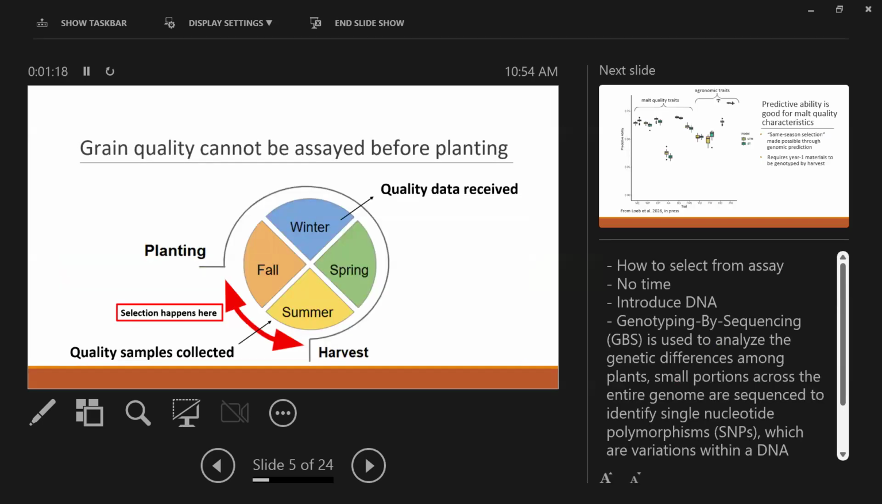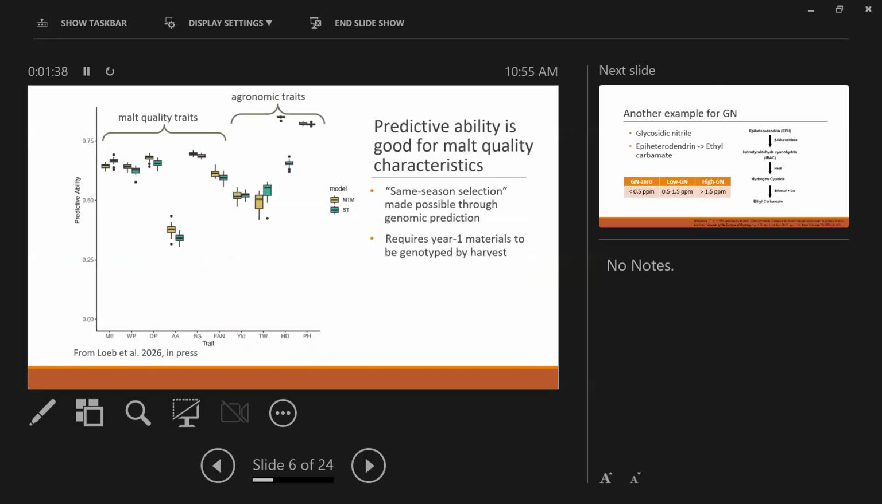We collect our quality samples for malt in the summer. We send them off. We get the data back in the winter, sometimes early spring. Not a very helpful time when we need that information to plant them again in the fall. But as was just discussed, we can predict them. And our malting quality traits have a pretty good predictive ability within our program. However, that does require our year one materials to be genotyped before we harvest them in the summer.